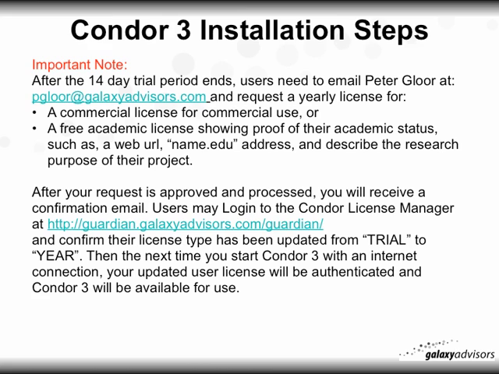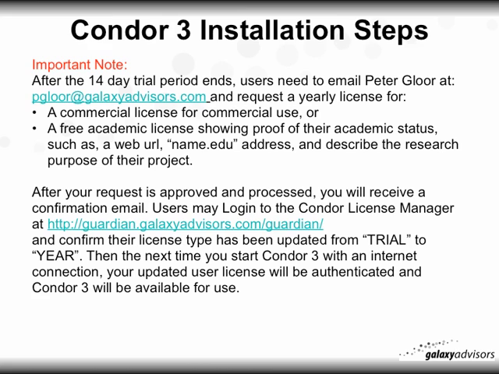An important note here about the installation steps. After the 14-day trial period ends, users need to email Peter Glore at pglore@galaxyadvisors.com and request a yearly license, either a commercial license for commercial use or a free academic license, showing proof of your academic status, such as a web URL, your name.edu email address, your name, and describing the research purpose of your project. After your request is approved and processed, you will receive a confirmation email.